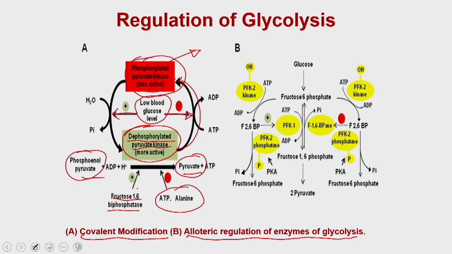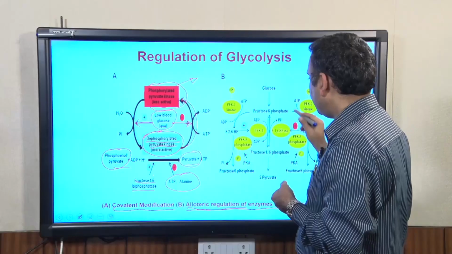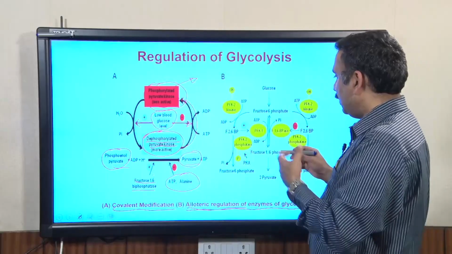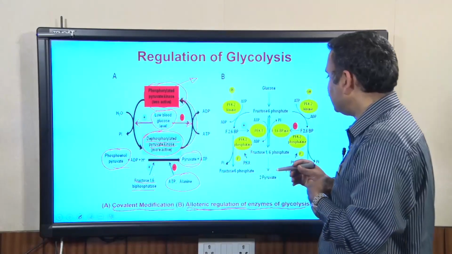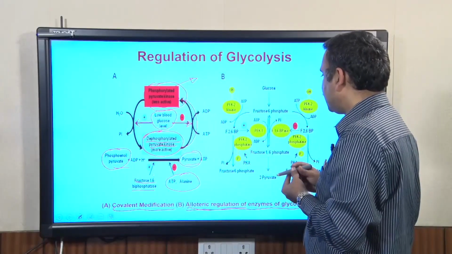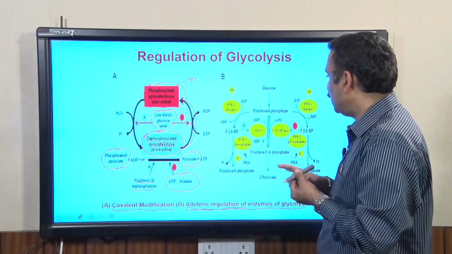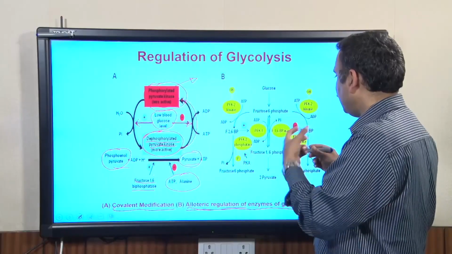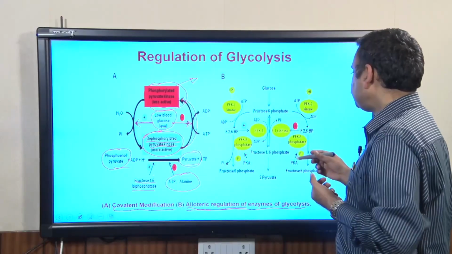The other kind of modification is called allosteric regulation. In allosteric regulation, the molecule is regulated by a different mechanism. Every enzyme has an allosteric site, and the substrate or another molecule goes and binds there, and that is how it modulates the enzyme's activity.